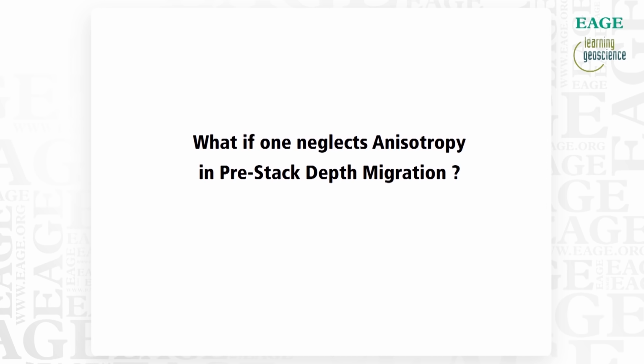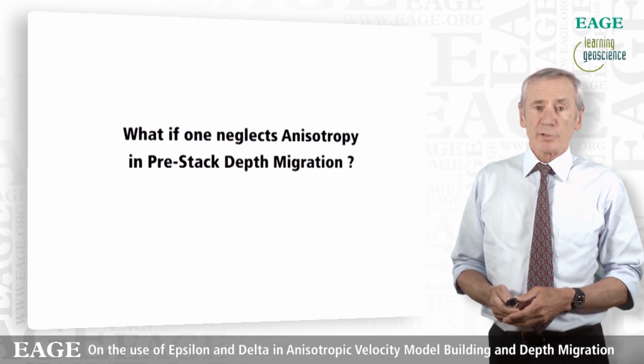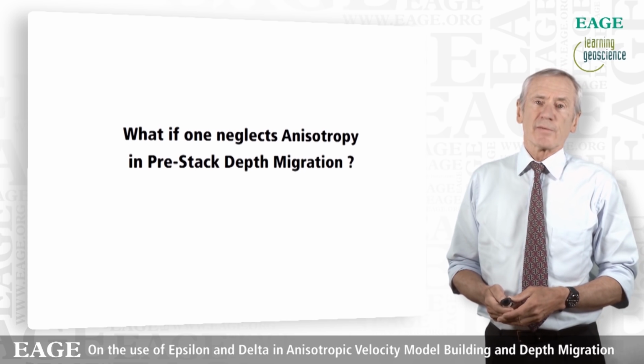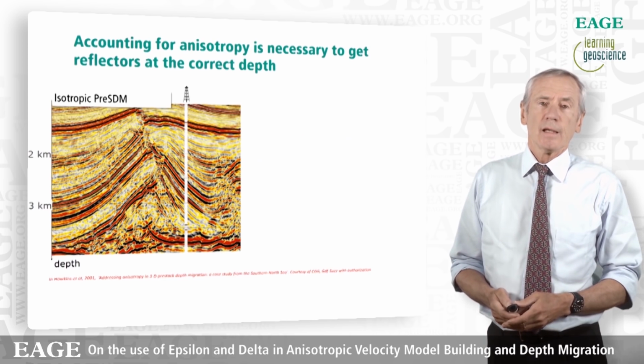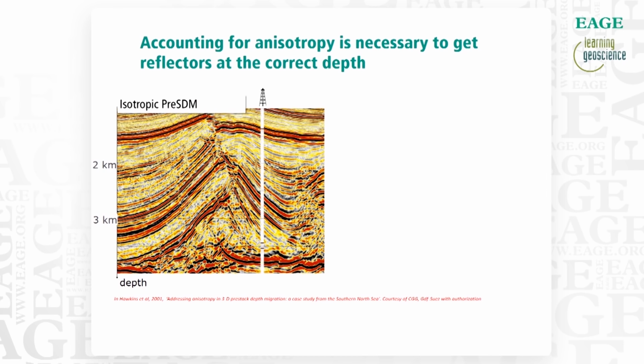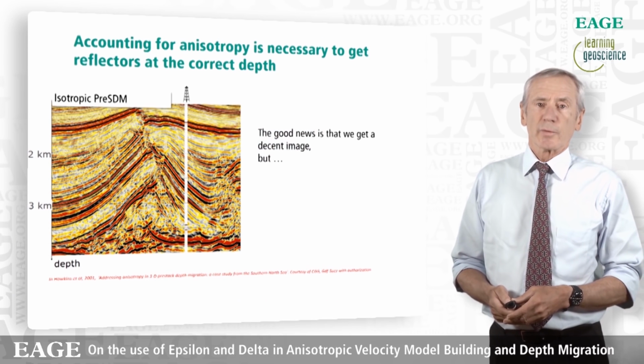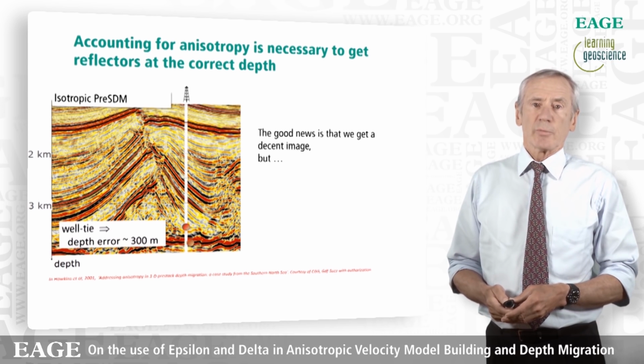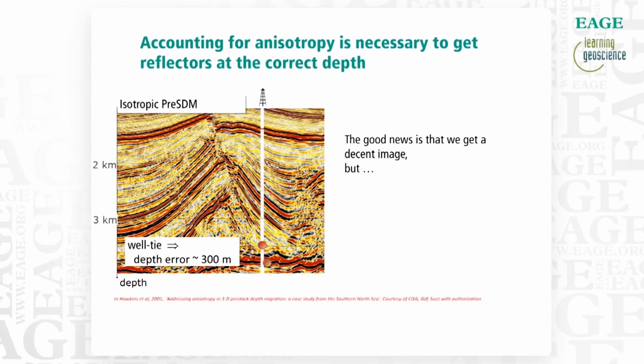So it's probably time now to discuss the effects of anisotropy on pre-stack depth migration, and more specifically, what happens when we neglect them. For that, I use this example, which is not really fresh, but I still like to use it because it's one of the first examples of the improvement achieved with pre-stack depth migration over time processing, in complex structures in the North Sea. So the image was really improved compared to time processing, but when they tied a well, they noted a depth error, or depth mistie, of 300 meters.